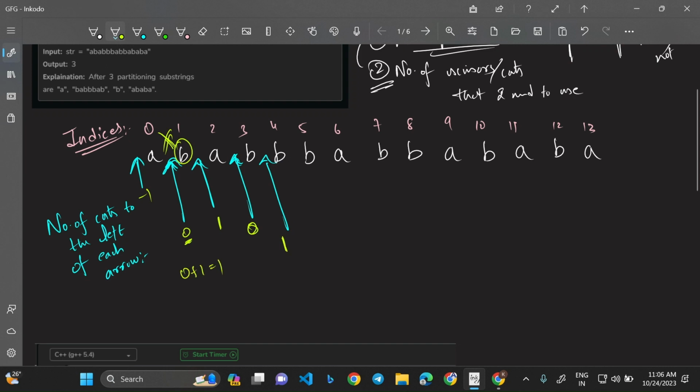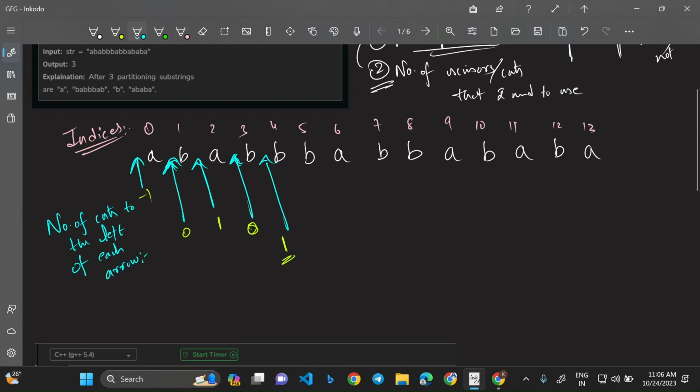To the left of B there are zero cuts, and at B I need to make a cut. So totally 0 plus 1 equals 1. I need to make one cut. And where is that cut? This is the cut that I'm going to make so that I could get A as one palindrome and BAB as one palindrome. I hope you people understood where the cut is and how many cuts we are doing.